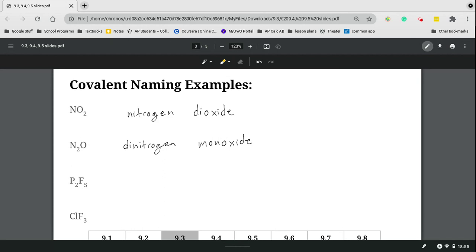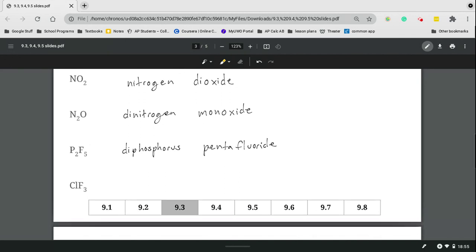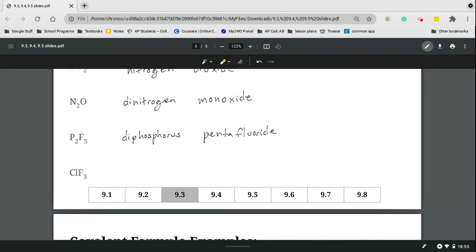Here we have 2 phosphorus, 5 fluorine. So that's going to be diphosphorus pentafluoride. And then chlorine and 3 fluorine. That's just chlorine trifluoride.